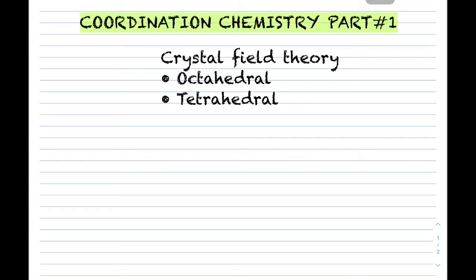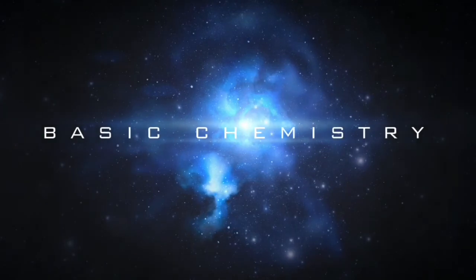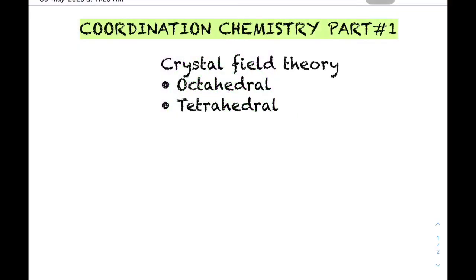Today we are just going to start coordination chemistry and crystal field theory for octahedral and tetrahedral complexes. Crystal field theory, or CFT, is the electrostatic interaction between metal and ligand, and it explains the magnetic properties and color of transition metal complexes.